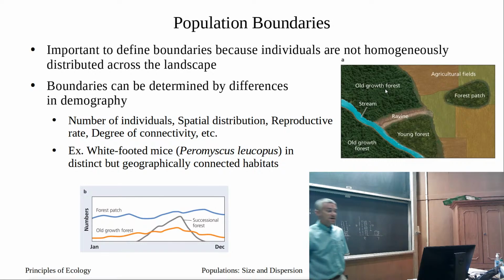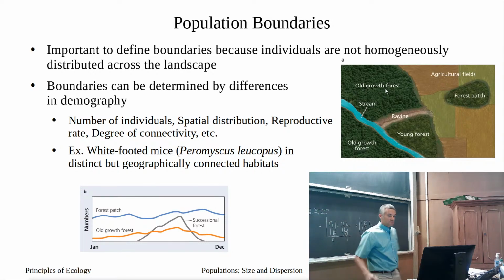And we might be able to rationalize defining 4 different populations: an old growth forest population on this side of the river, an old growth forest population on the south of the river, a young forest population, and then a forest patch population. You might ask, why? Why go through that trouble? Why not just say we've got populations north of the river and populations south of the river?